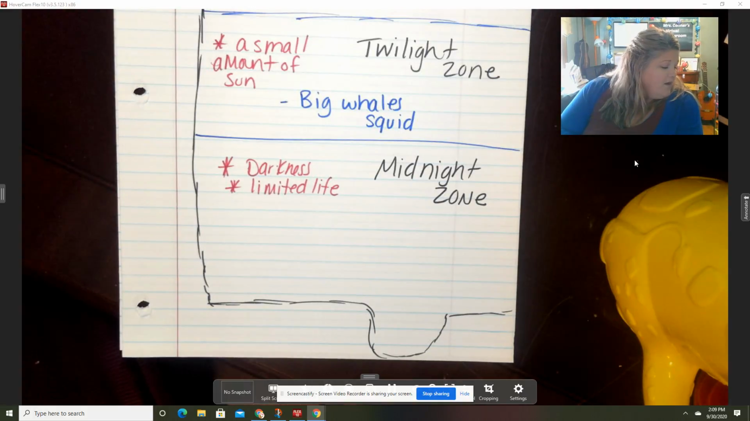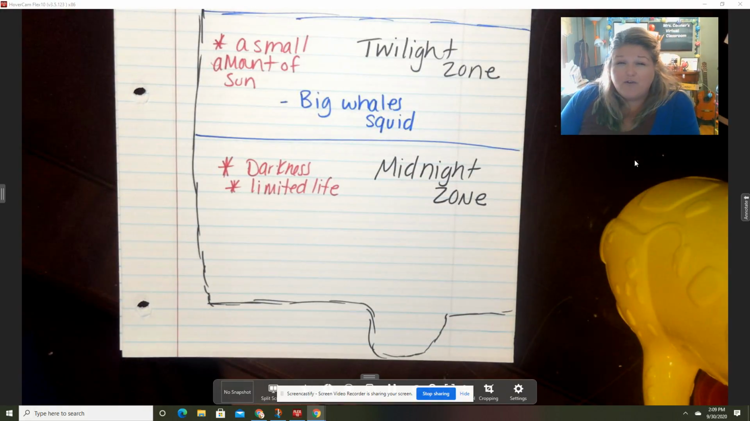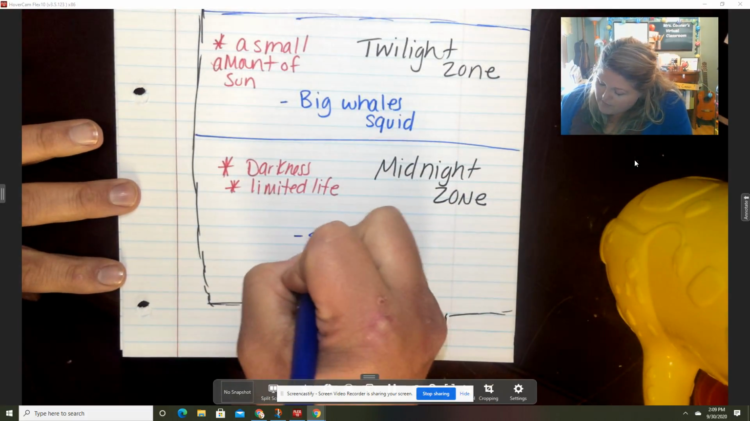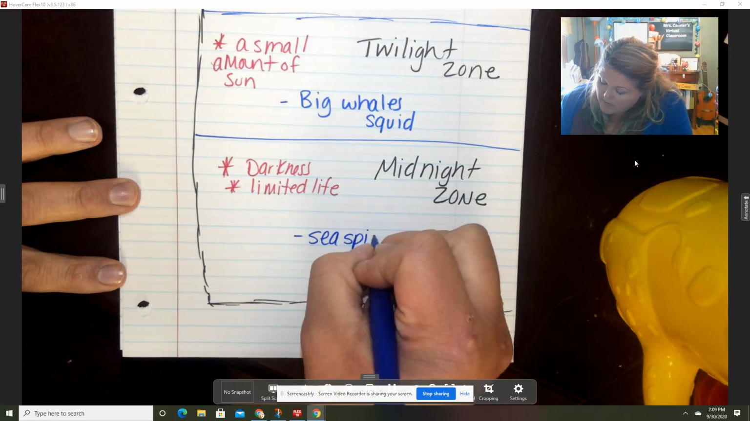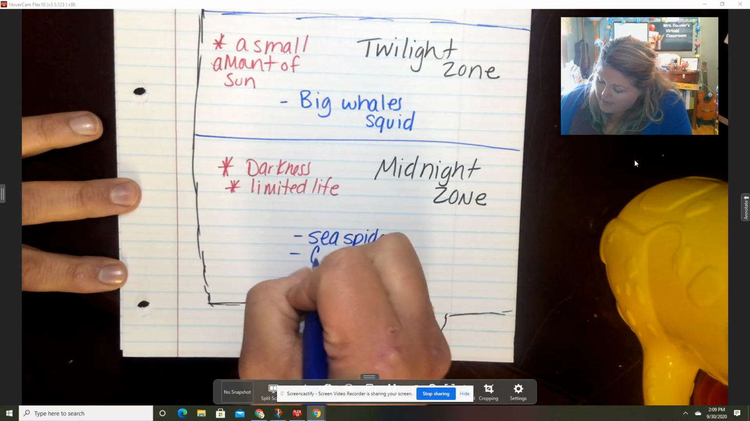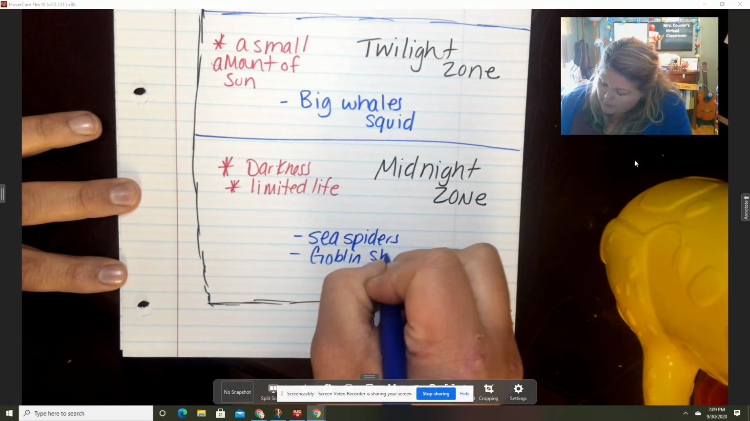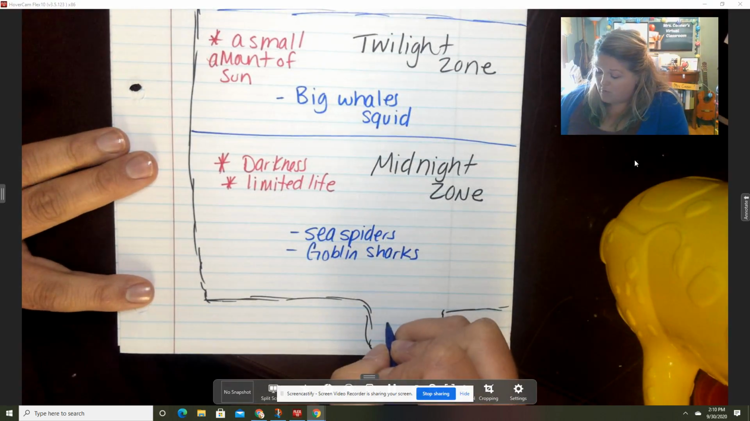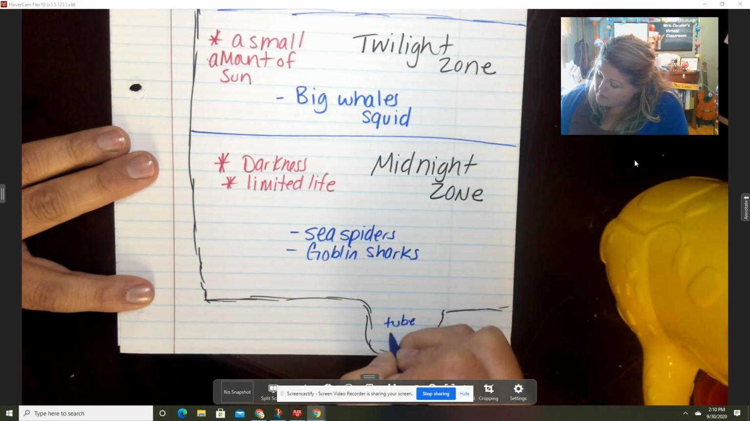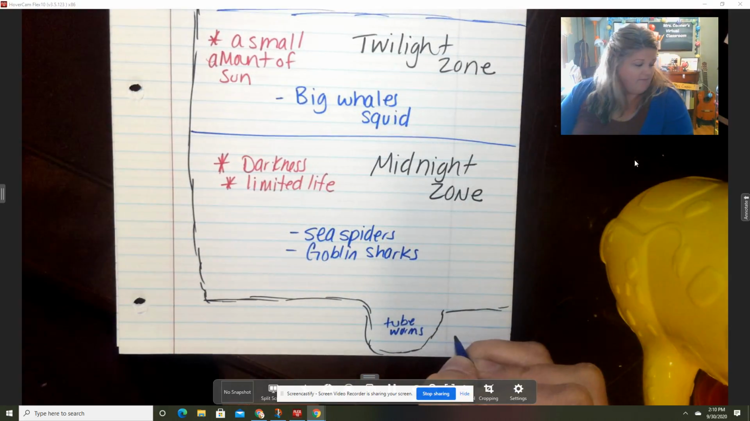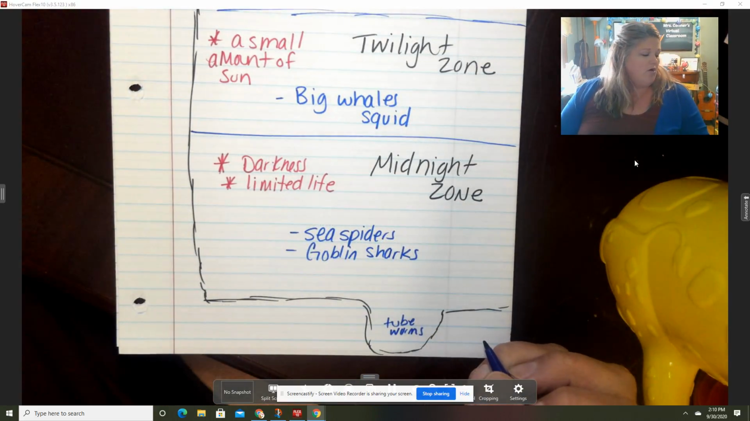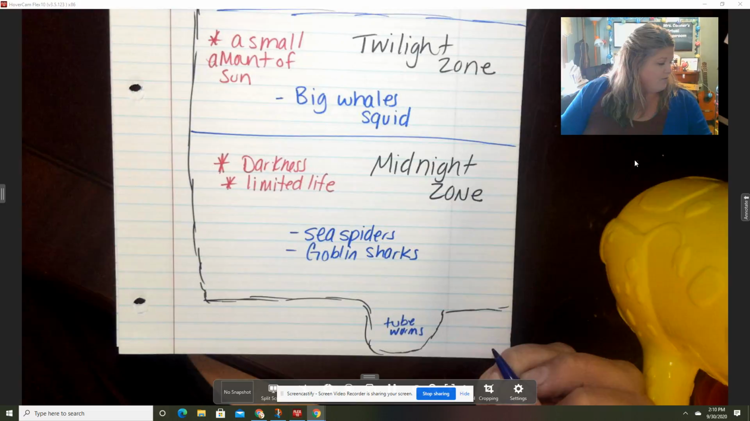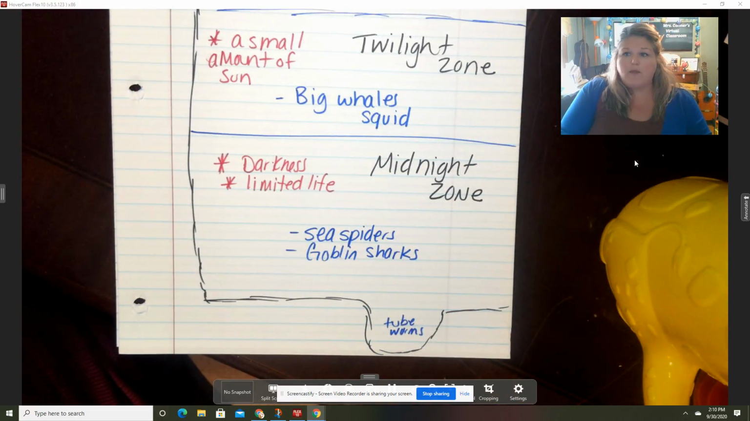So this is where things like sea spiders, and I'm going to write that down. So we've got sea spiders, goblin sharks. We'll add him on here. And then down here in the trench, we have tube worms. They live down there. So we're talking like 19,000 feet down, that's how low this goes.